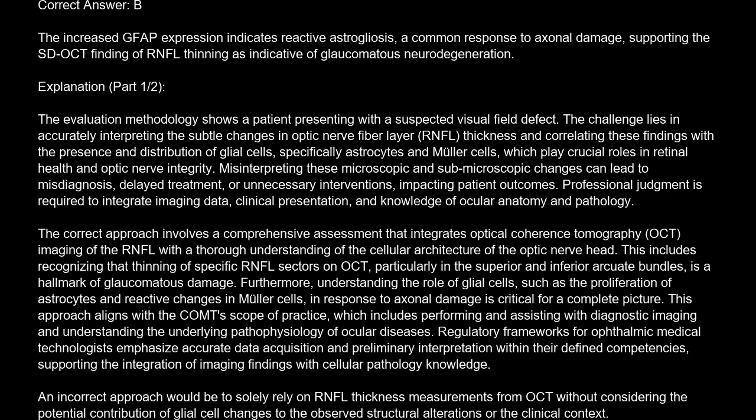The correct approach involves a comprehensive assessment that integrates optical coherence tomography, OCT, imaging of the RNFL, with a thorough understanding of the cellular architecture of the optic nerve head. This includes recognizing that thinning of specific RNFL sectors on OCT, particularly in the superior and inferior arcuate bundles, is a hallmark of glaucomatous damage. Furthermore, understanding the role of glial cells, such as the proliferation of astrocytes and reactive changes in Mueller cells, in response to axonal damage is critical for a complete picture.